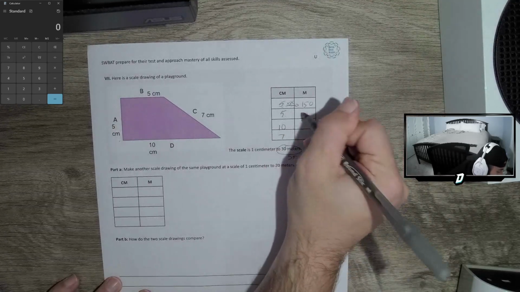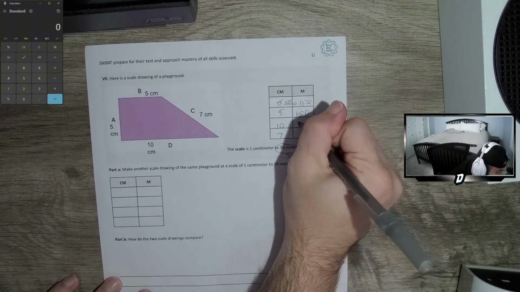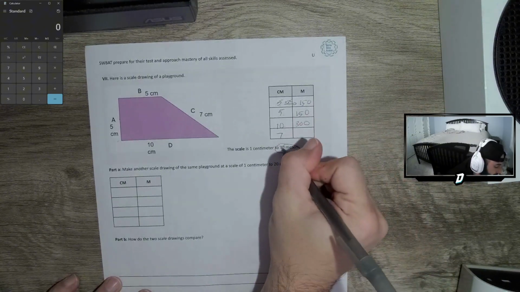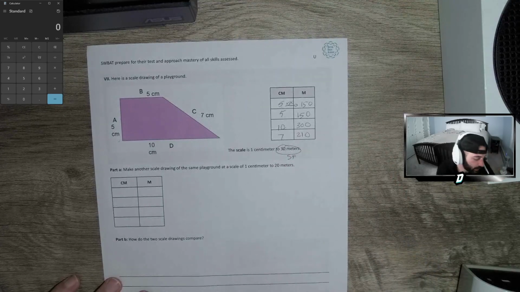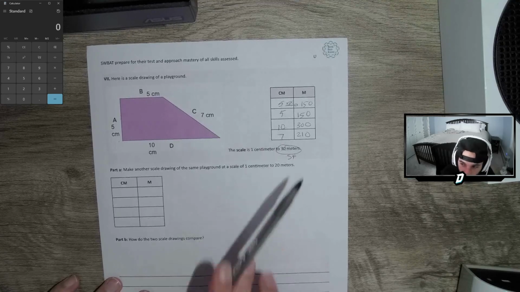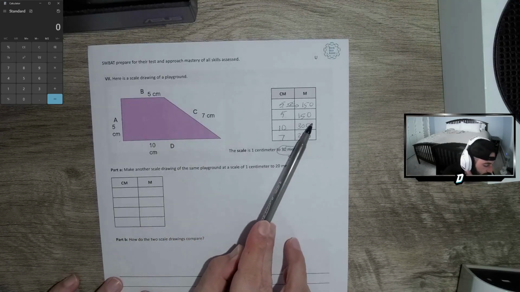And so 5 times 30 is 150. 10 times 30 is 300. 7 times 30 is 210. And so that was the table representing our original scaled copy going to our actual.